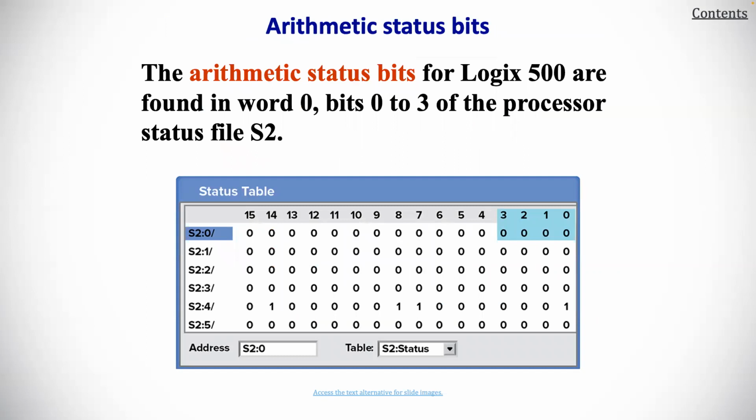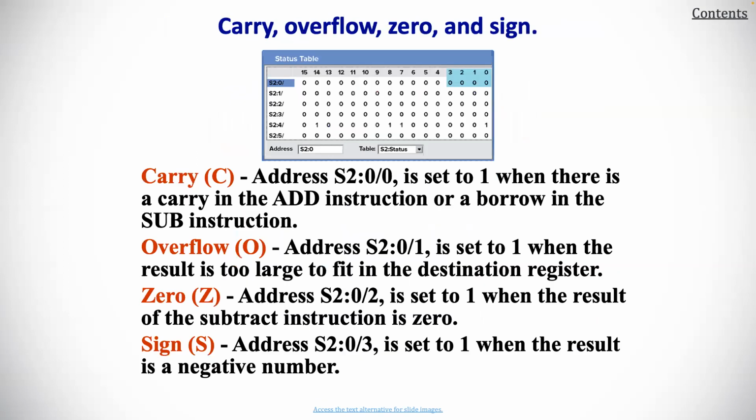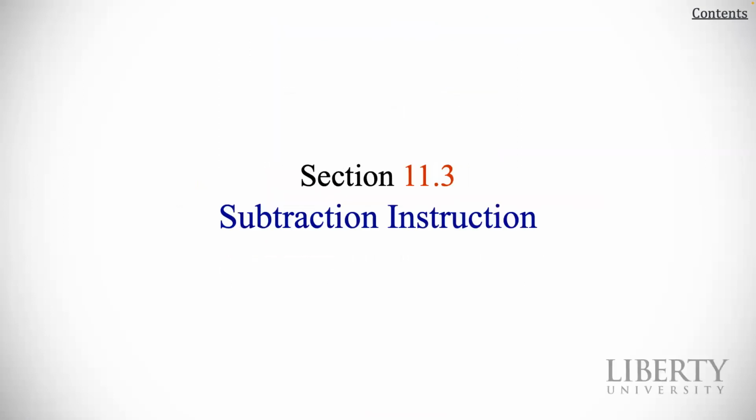The arithmetic status bits for the Logix 500 are found in word 0, bits 0 to 3 of the processor status file S2. The carry, overflow, zero, and sign bits are things that you can have, and it's important for you to be aware of these types of things that are laid out in this information. You can go look in the textbook for more details on this. So that's a quick overview of the addition instruction.